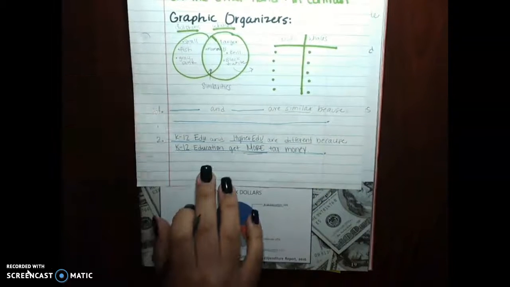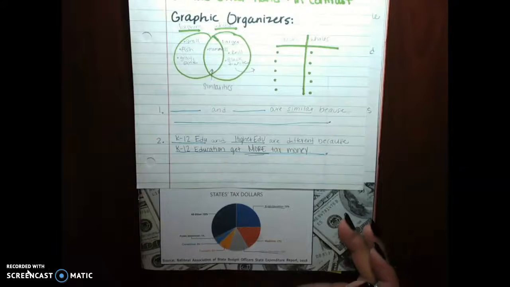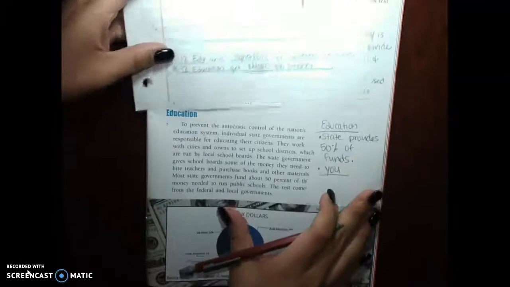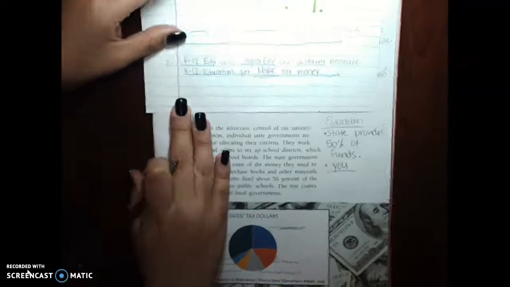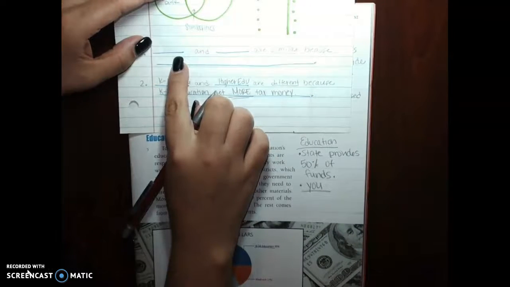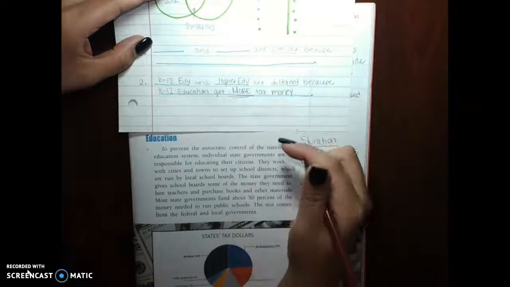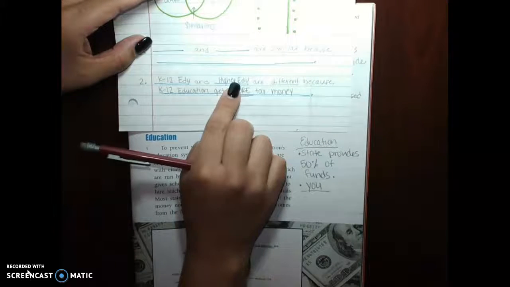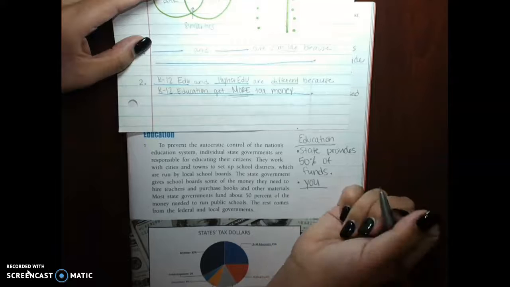So if I wanted to, I could also go into the text and find some similarities between the two, and that would be here under the education section. I'm going to challenge you to go ahead and try to find a similarity between higher education and K through 12 education that you could write in this sentence stem.